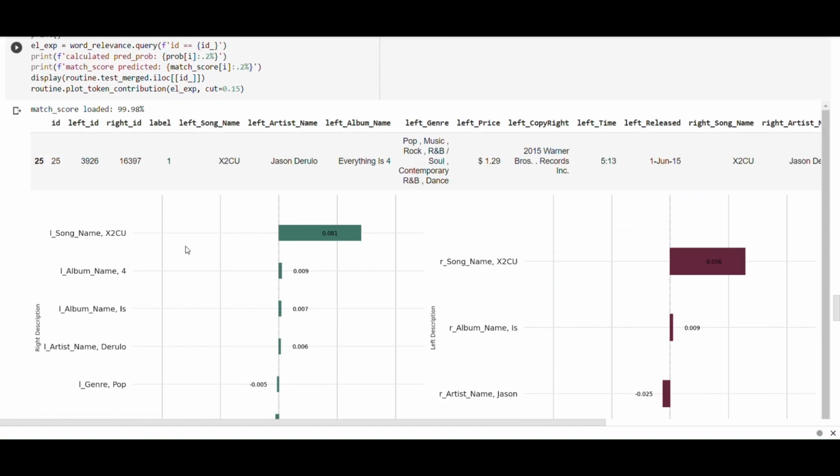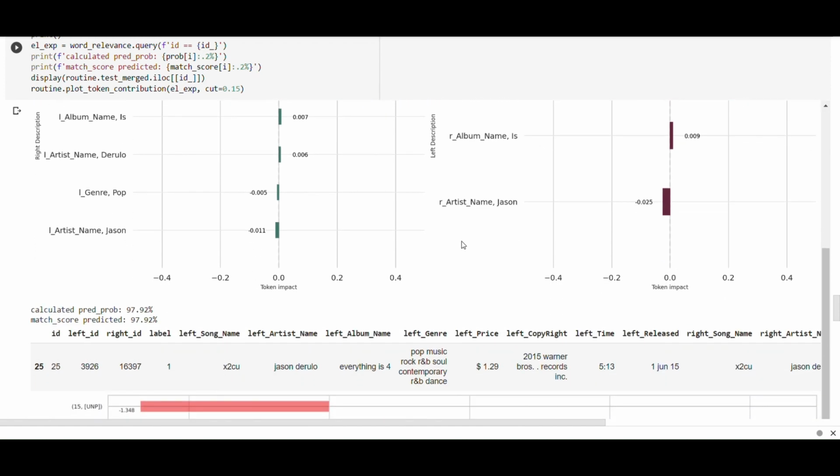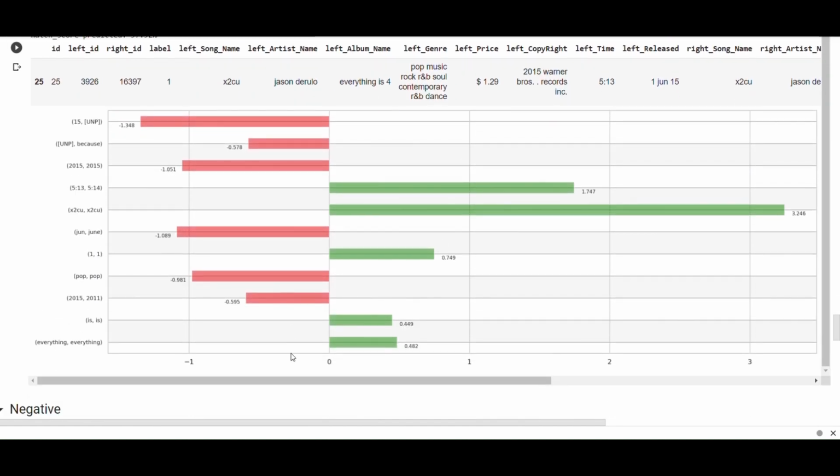The first figure illustrates the explanation from LIME, which quantifies the influence of tokens from the left and right descriptions. Below, a bar plot generated by WYM shows the impact of decision units on the prediction. For example, the presence of the same song name in both descriptions results in a significantly positive impact, whereas mismatches or typographical errors generally have a negative impact.